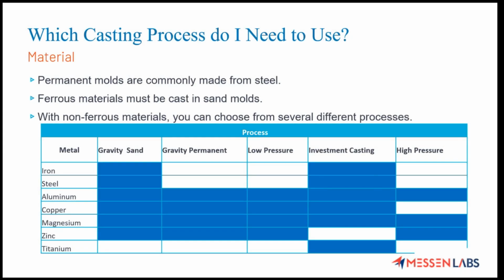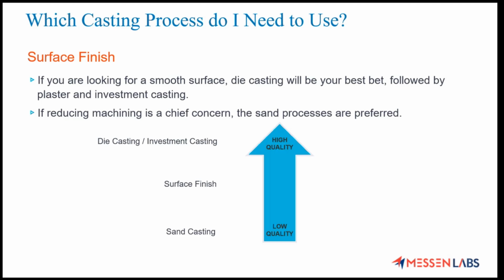Then the next, let's move on to the material selection. Here both ferrous and non-ferrous materials can be casted by using a permanent mold made from steel. For non-ferrous, it will provide you a better surface finish and tolerances, but ferrous materials need to be casted using sand molds as they are prone to oxidation. If you look into the table, aluminum and magnesium can be casted with all the processes. Depending on the quality requirements, you can choose the process, and most of the materials can be easily casted using the gravity sand or investment casting. Moving to the third variable, that is the surface finish.